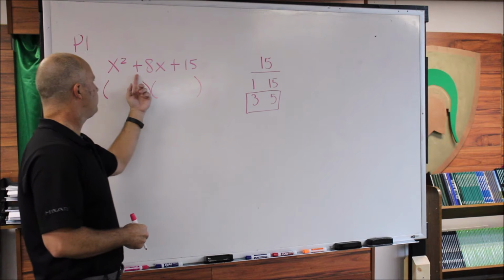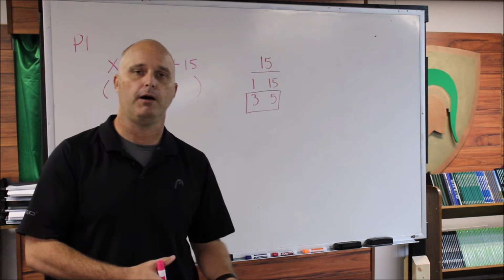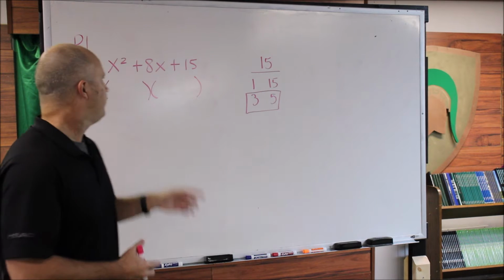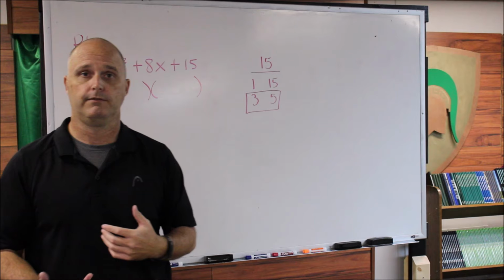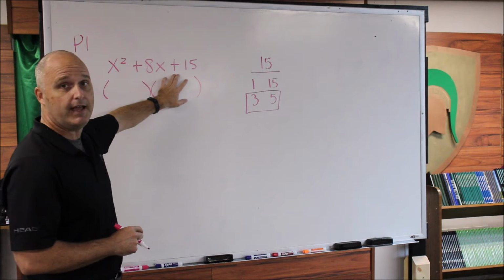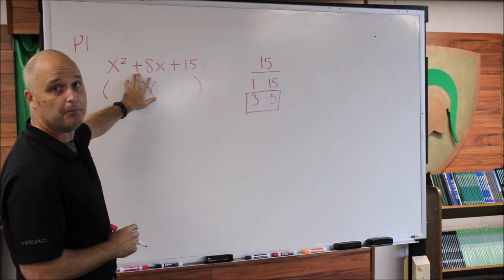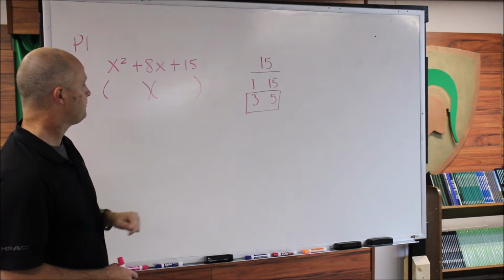Then you look at this sign. And this sign tells you that if they're the same, they're both going to be positive. If the sign were negative, then it would tell you that both signs are going to be negative. Now, in the case where this sign is negative, this one tells you that the bigger one would be positive. If it were negative, then the bigger number would be negative.